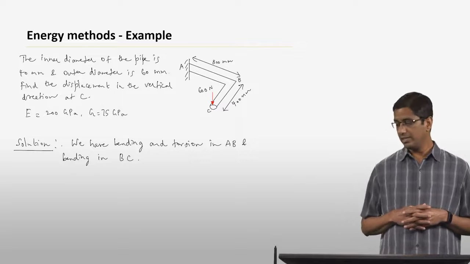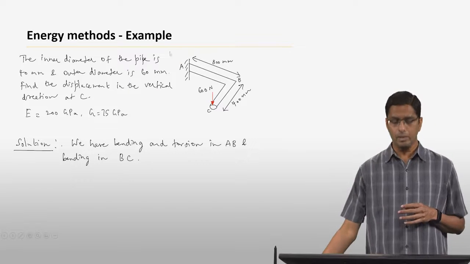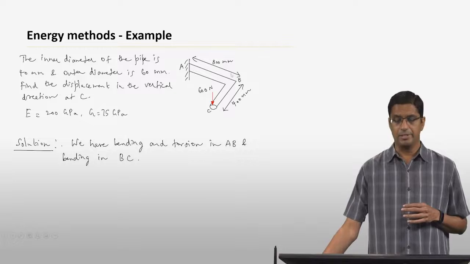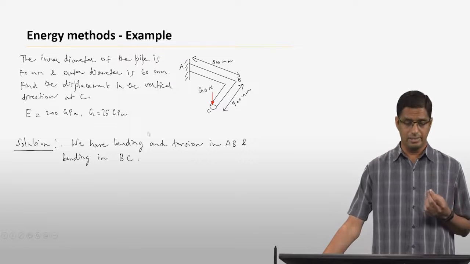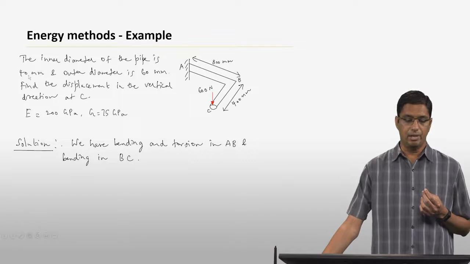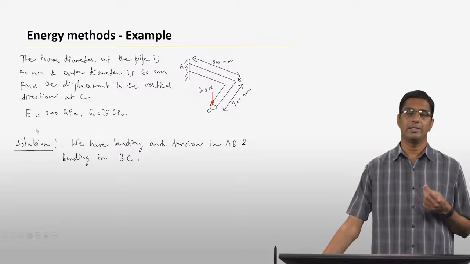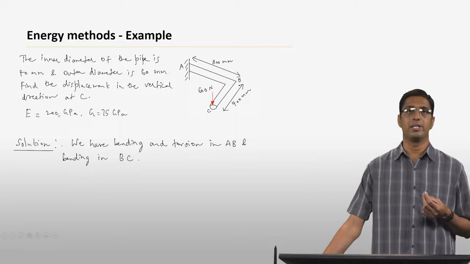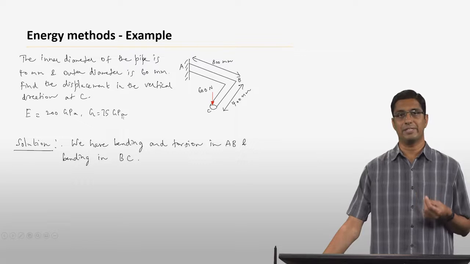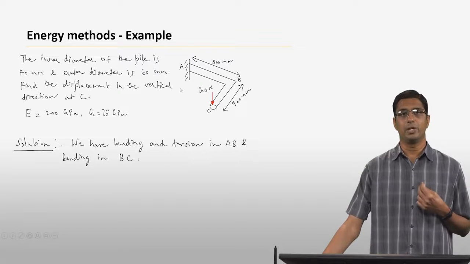In this case, we essentially have an L-shaped structure. It is a hollow structure that has an inner diameter of 40 millimeters and an outer diameter of 60 millimeters. And you have a 600 Newton force acting vertically at point C. You're given that the Young's modulus of this material is 200 GPa and the shear modulus is 75 GPa. And you're asked to find out what is the vertical deflection at point C.